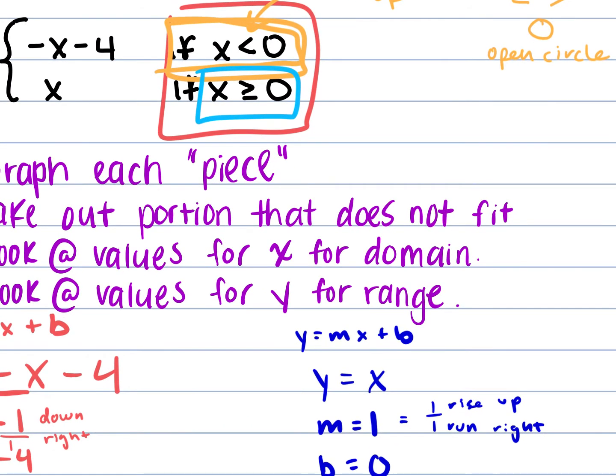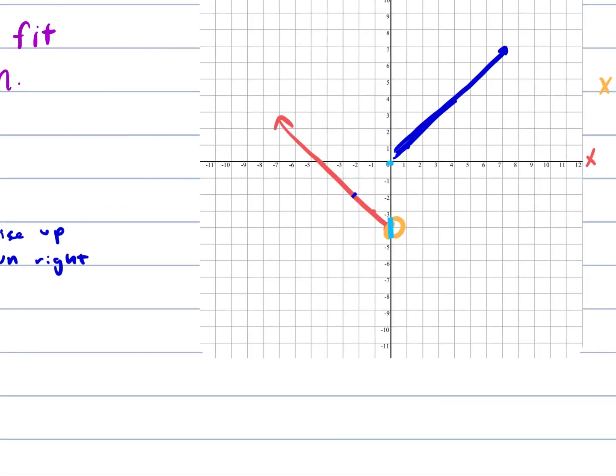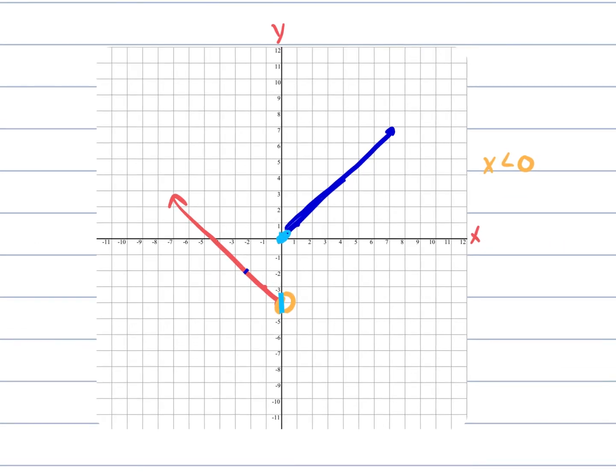Now, at 0 for my second piece, do I have an open circle or a closed circle? Closed circle, because it is greater than or equal to. That tells me I have a closed circle, so it has to be a closed dot there. We fill in the dot. So at 0, I have a closed circle. So my graph looks like this. It's just 2 pieces of each equation.